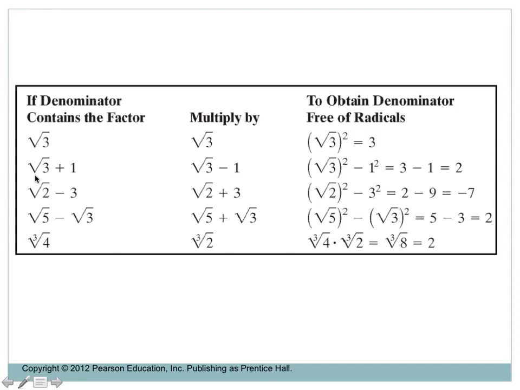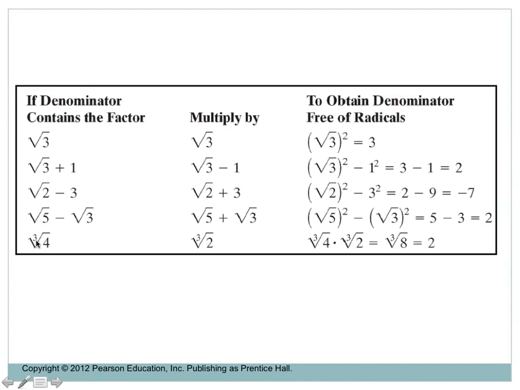Now, if your denominator has two pieces, where you have a square root and then another number, you need to flip the sign on the second piece and multiply by that. So if you have square root of 3 plus 1, you multiply by square root of 3 minus 1 in order to get rid of it. If you have square root of 2 minus 3, you multiply by square root of 2 plus 3 in order to get rid of it. And the same is true even when you have two square roots here. If you have square root of 5 minus square root of 3, you multiply by square root of 5 plus square root of 3.